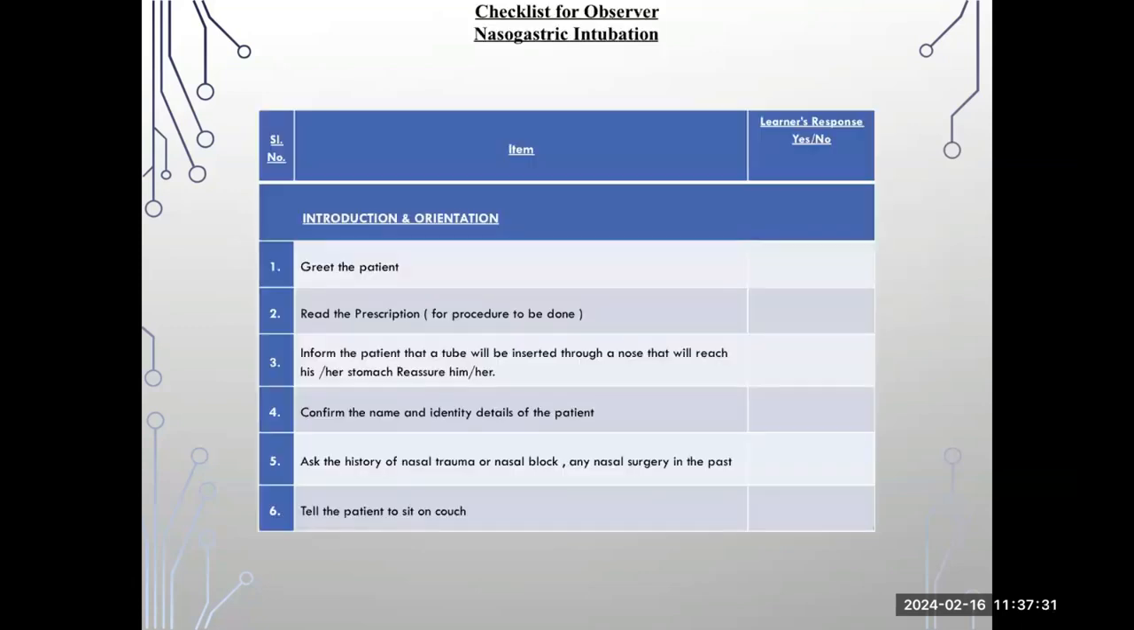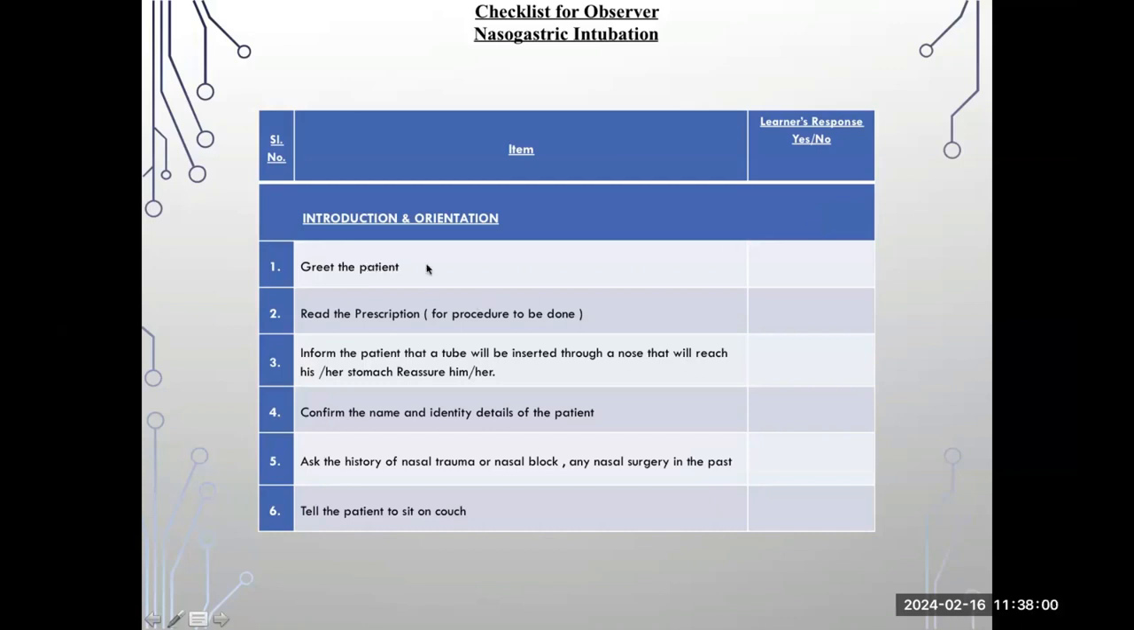So this is a checklist for nasogastric tube insertion, which we teach our students from the second year, when we start teaching them skills. You can see there is a subheading in this checklist. This is actually a domain: introduction and orientation. If I put 10 marks for introduction and orientation, it becomes a domain-based checklist, a domain-based OSCE.